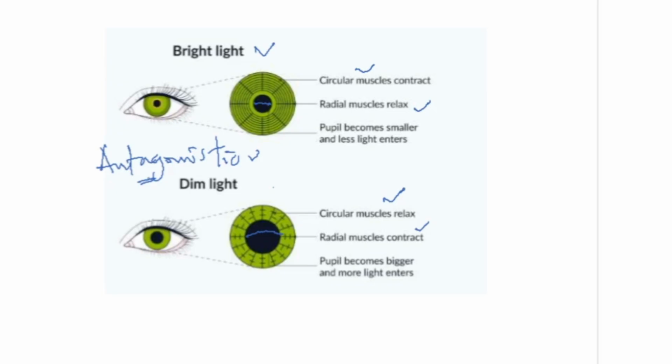I've just given you two examples of antagonistic muscles, or one example rather, circular muscles of the iris and then the radial muscles of the what? Of the iris. So that is what happens. So let's go back to the question and see how we can pick up the answer.